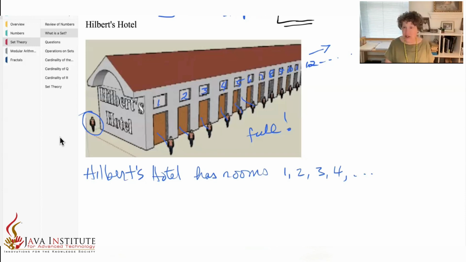And the manager of a hotel hates to turn somebody away. So the manager of the hotel says, "Where's the manager? This is the manager." The manager of the hotel says, no problem.